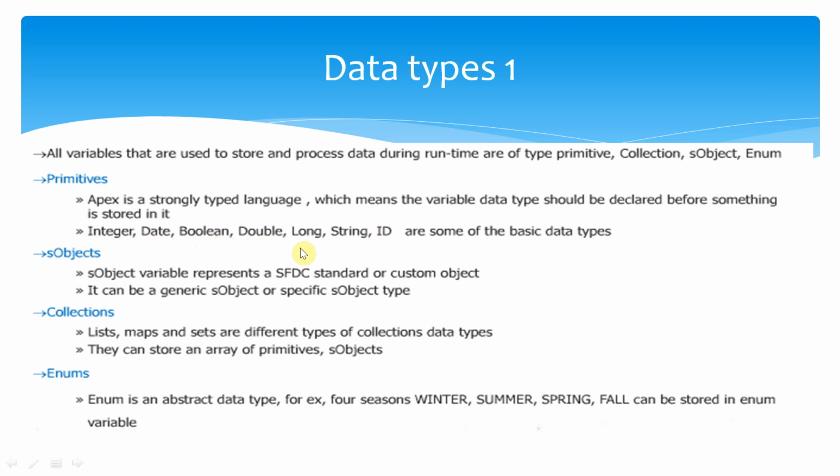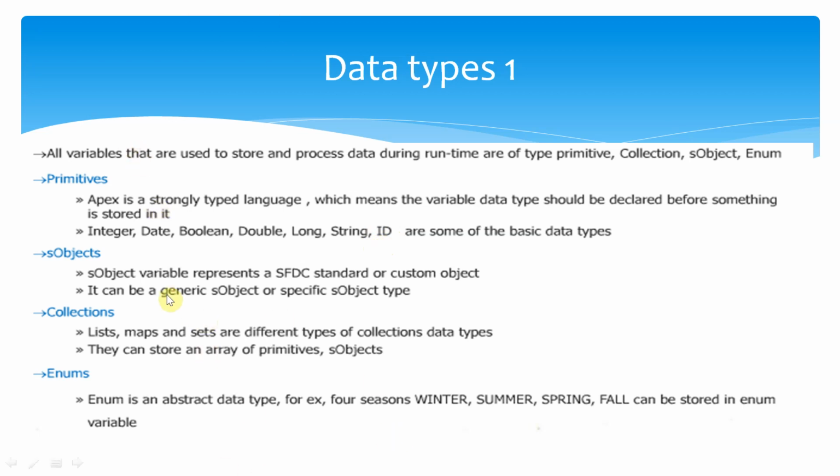Integer, date, boolean, double, long, string, and id. These are some similar basic data types that you might have seen in other programming languages, like Java. The only difference here is id, which is the record id of the Salesforce record. So id and string are almost the same, but id is a separate data type which can store the id of a record.